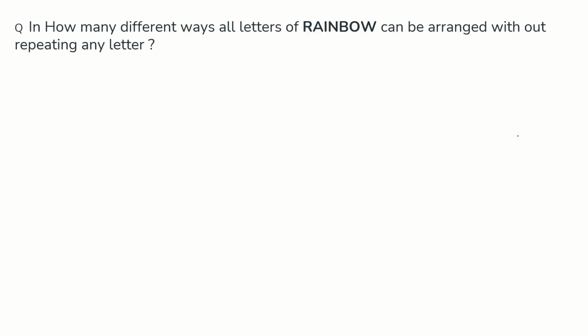Next question. In how many different ways can all letters of rainbow be arranged without repeating any letter? So here rainbow is 7 letters. So we can write it as 7P7. 7 letters can be arranged in 7P7 ways without repeating any letter. So here 7P7 is 7 factorial by (7 minus 7) factorial. So here (7 minus 7) factorial is 0 factorial.